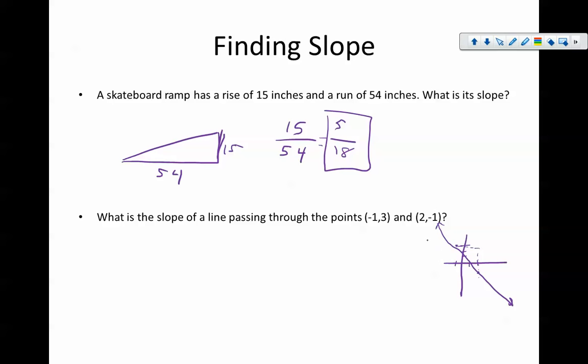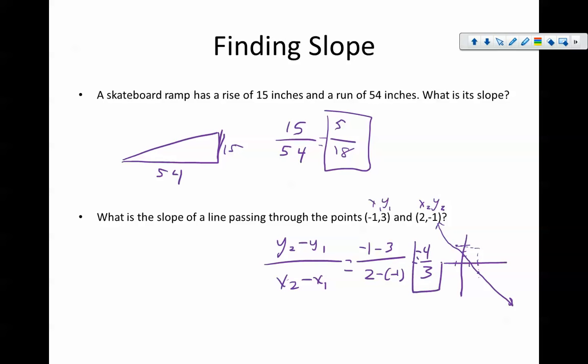The other thing we can do is use our formula that we discussed in the last slide, which is taking the vertical change, y2 minus y1, over the horizontal change, x2 minus x1, knowing that this would be my y2 and my y1, and this would be my x2 and my x1. So we would have negative 1 minus 3 over 2 minus negative 1, which gives us negative 4 over 3, negative 4/3. So slope is the ratio of vertical change to horizontal change. You can see that in the couple of examples that we did here.